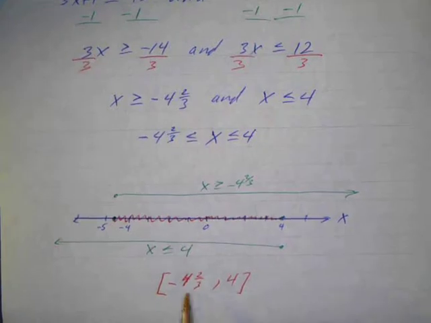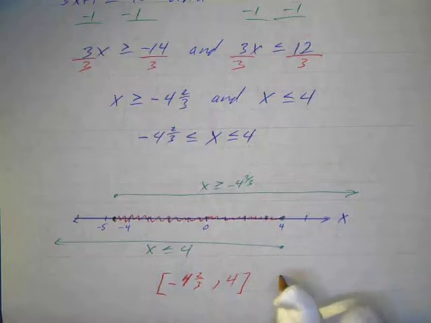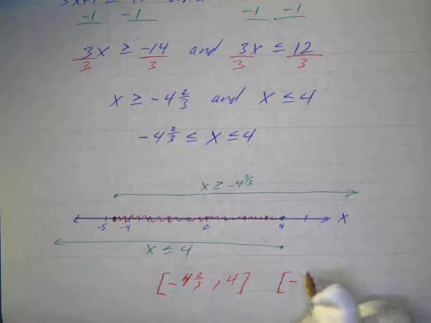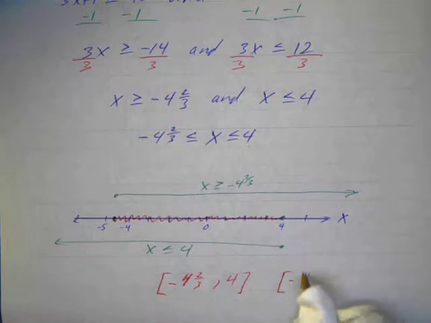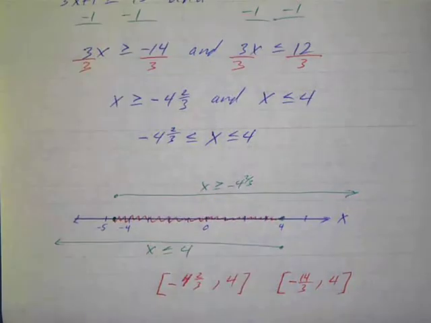And you don't always have to write it as a mixed number. We just did this so it'd be easy to see on our number line. So you could also write it like this: negative 14/3 and 4. And those are brackets because we have the less than or equal to. Okay? So I hope that makes sense.